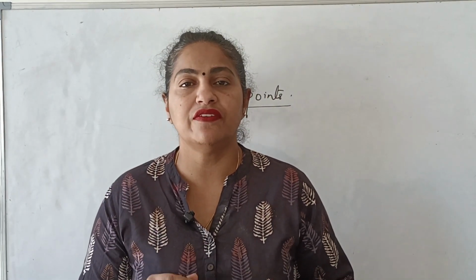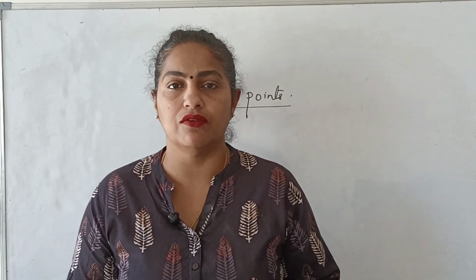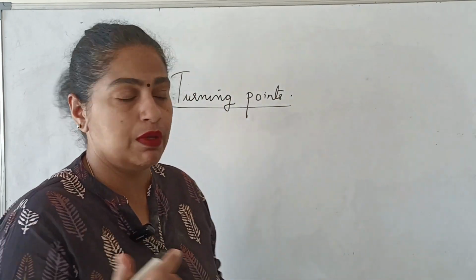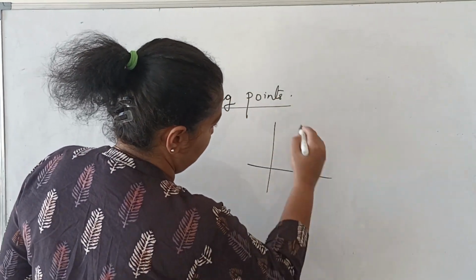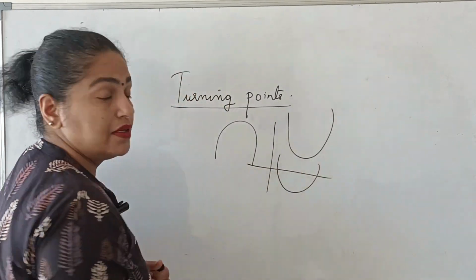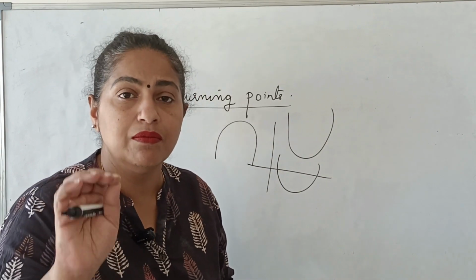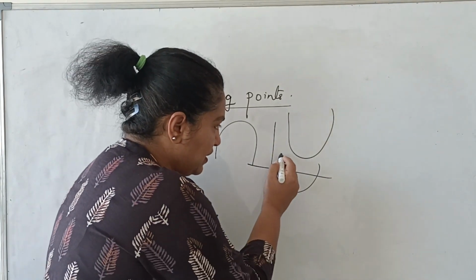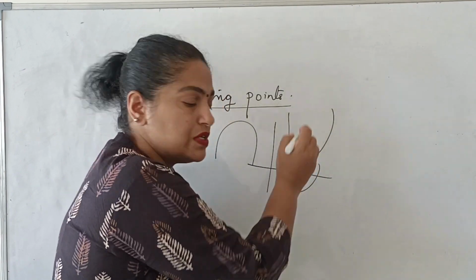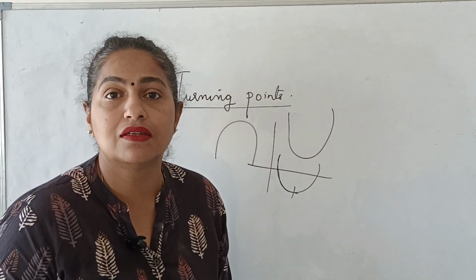How many turning points does the graph of a quadratic polynomial have? Now, what do you mean by turning points? If you observe the graph of a quadratic or a cubic polynomial, you can see that it's a U for a quadratic. It could be in any shape, but because it's a U, you can see that the graph starts from here, comes over here, and then turns and goes upwards. So this part is called a turning point.